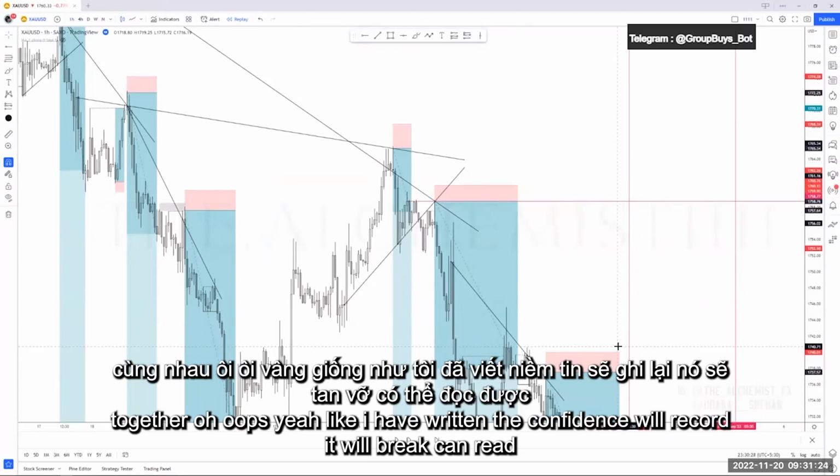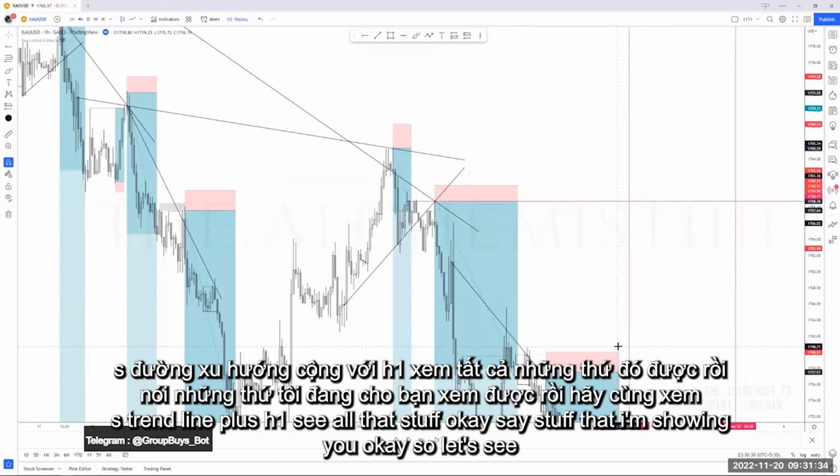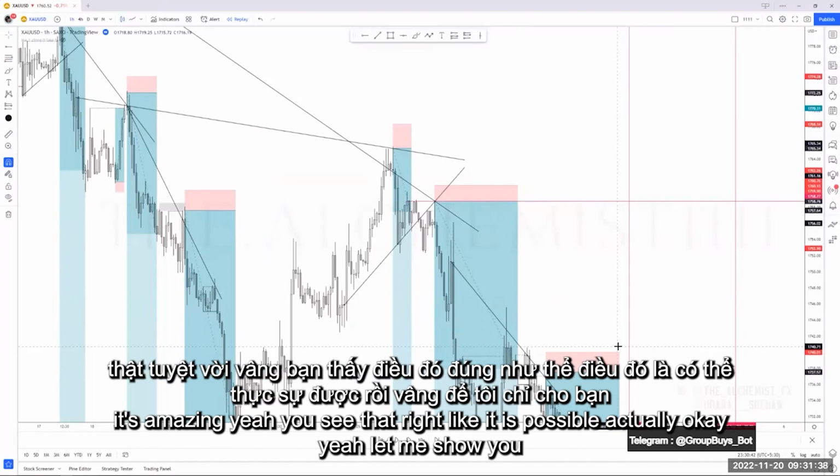There you go, another one. Look at that. Wow, 100 tips. Like I have written, the confluence: will break out, H will break, can retest trend line plus H1. See all that stuff? Same stuff that I'm showing you. It's amazing. You see that, right? It is actually possible.